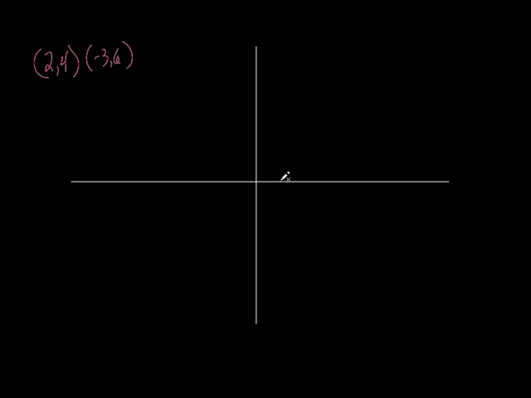What color do you want? Let's go with pink. Zeke says 2, 4, and negative 3, 6. All right, so let's plot those on here. 1, 2, 1, 2, 3, 4.